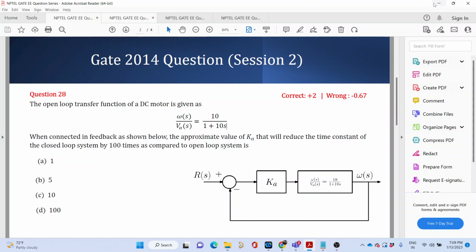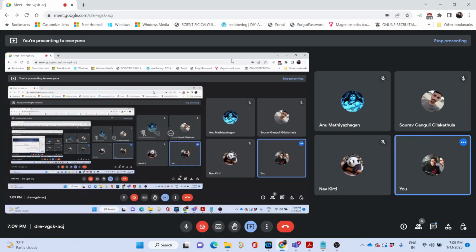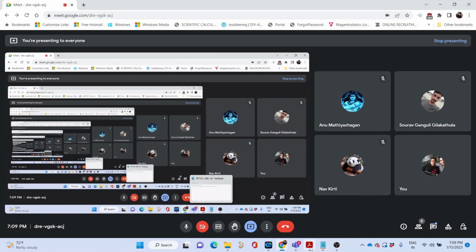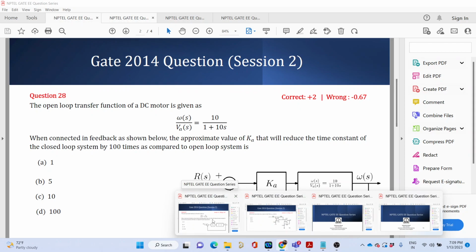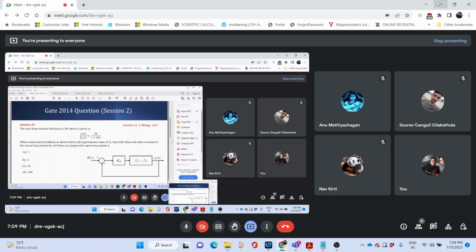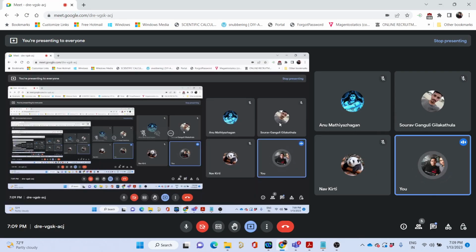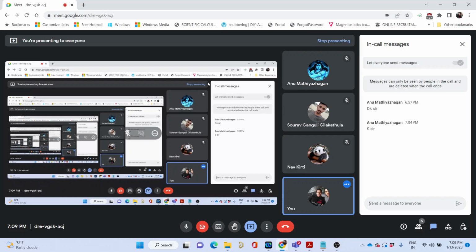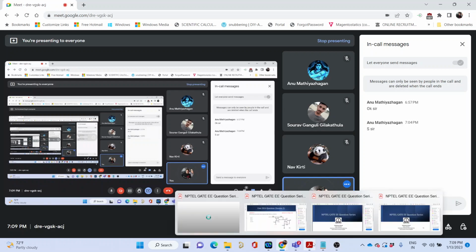Anybody with this solution yet? So D. Anybody else with any other answer? Now, Kirti, can you explain why you are getting D?